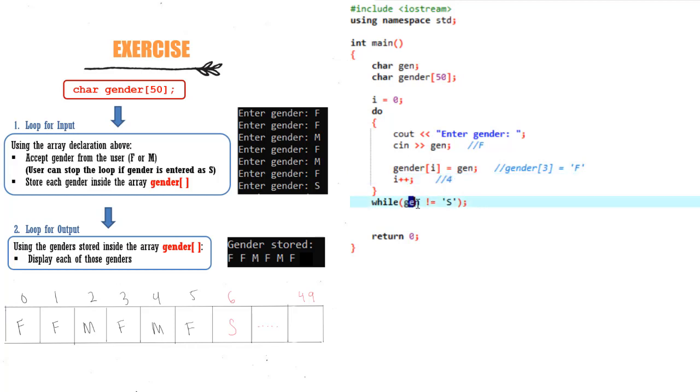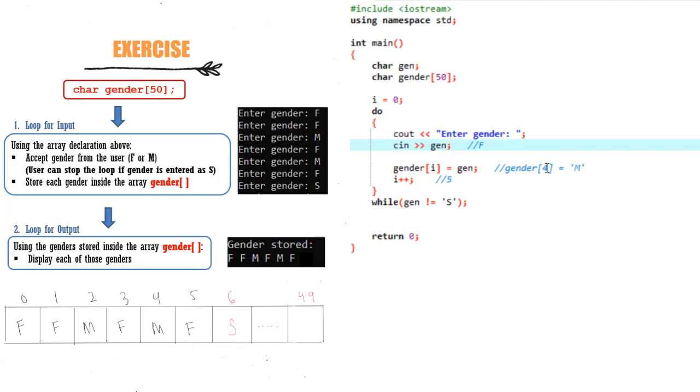So it checks the condition again. Is F not equals to S? Yes, so it goes back up. So this now becomes M, that is the next data. Since I has been updated, gender[4] equals M. So M will be stored inside index 4. So I++ now becomes 5. Again, is gender, which is M, not equals to S? Yes, that's true. So it will take the next input, which is F.